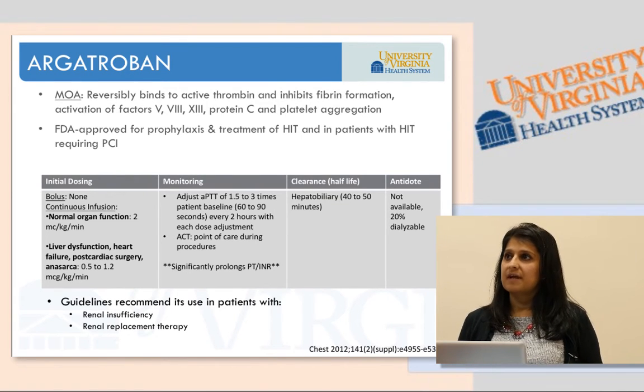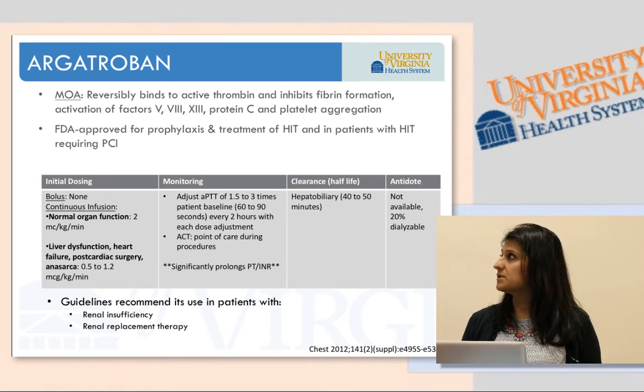For treatment of HIT, we do not need to give a bolus of argatroban, and you can start a continuous infusion. We would use 2 micrograms per kilogram per minute for all patients unless they have hepatic dysfunction, heart failure, or are post-cardiac surgery with anasarca, where we would dose reduce these patients. To monitor argatroban, we use APTT. Our UVA range is 60 to 90 seconds.